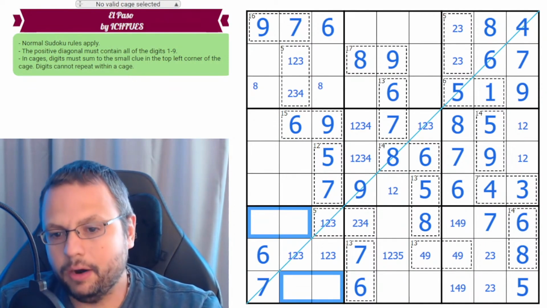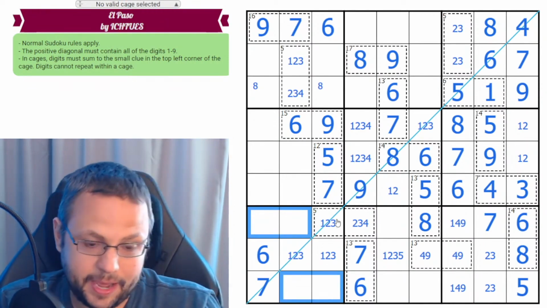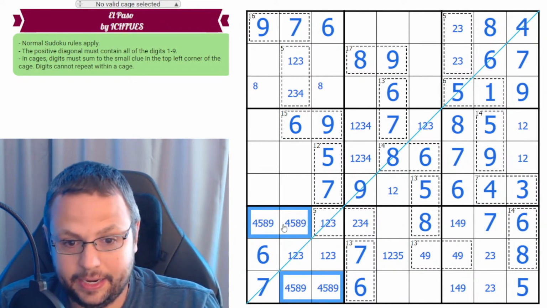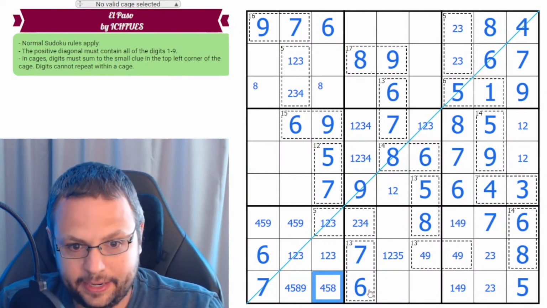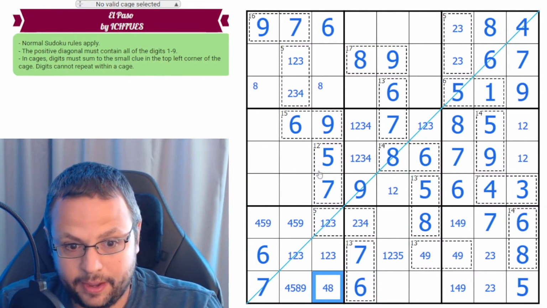So we've got our 1, 2, 3, 6, and 7 in the box. We need a 4, 5, 8, and 9. Well, these aren't the 8. That one, at least, is not the 9. Or the 5, just by the column.